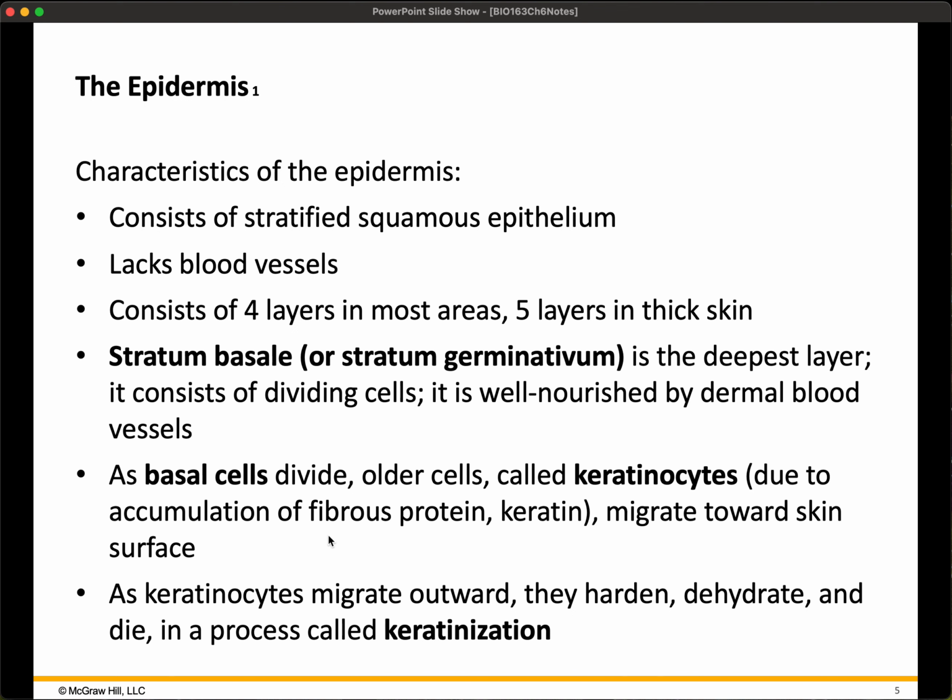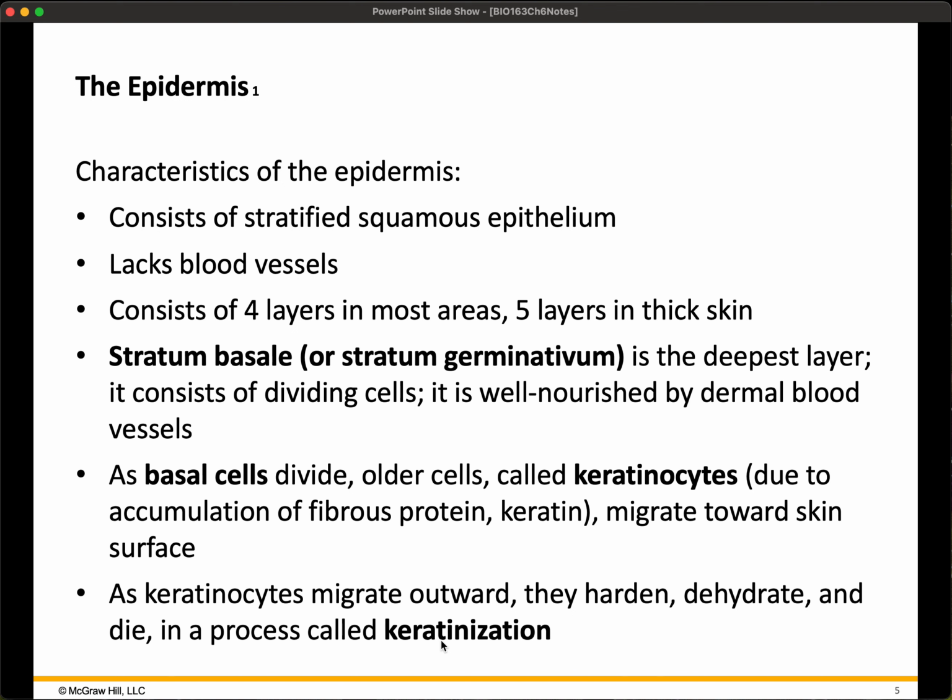As the basal cells divide, they push older cells up, those keratinocytes, and remember that keratin protein that starts to fill up the cells as they move away from the blood vessels. They migrate towards the skin surface, and they're getting filled with that protein keratin. That eventually causes them to die. They harden, dehydrate, and that's the full keratinization process.